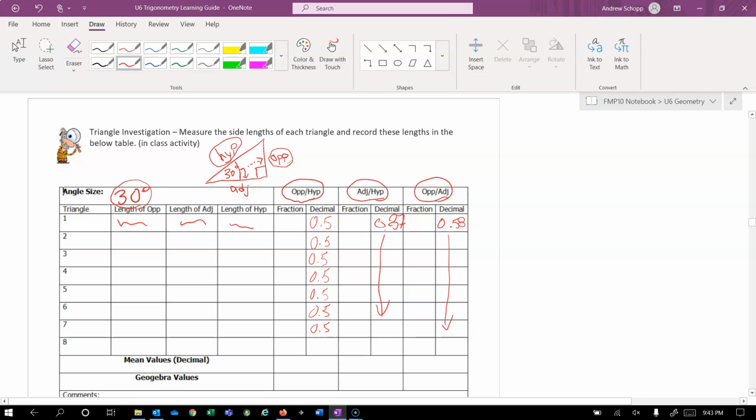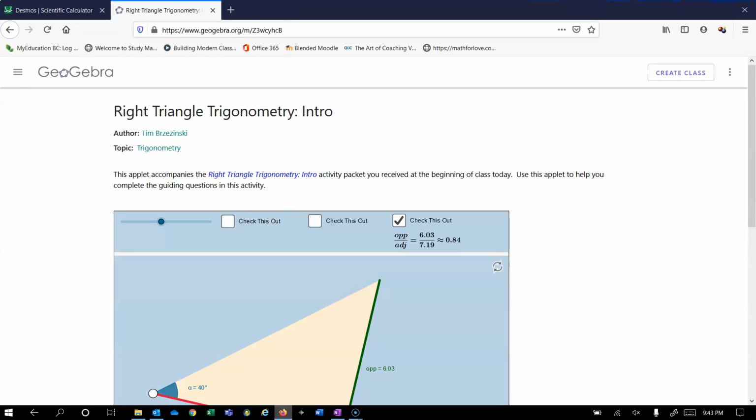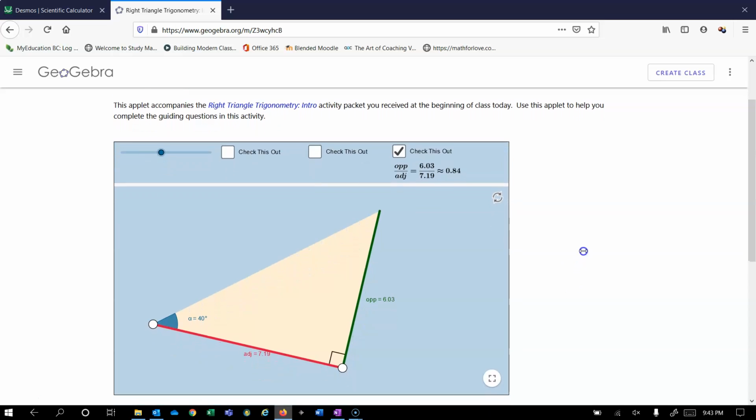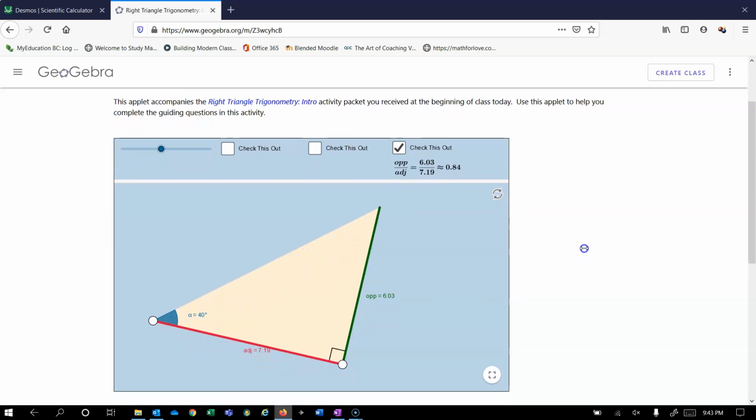We then went and opened up a program called Geogebra just to confirm that what we had done was correct. So the Geogebra applets look something like this. Not sure why everything wants to be in full screen right now, but that's okay. So you can see here we have a triangle, and I could adjust this to be like our 30-degree triangle I was talking about. And it doesn't matter what size of triangle you have.